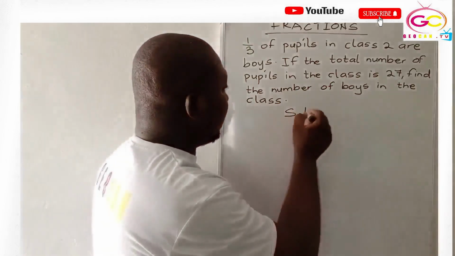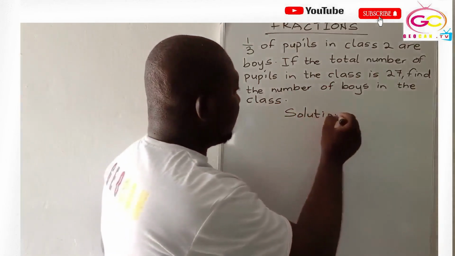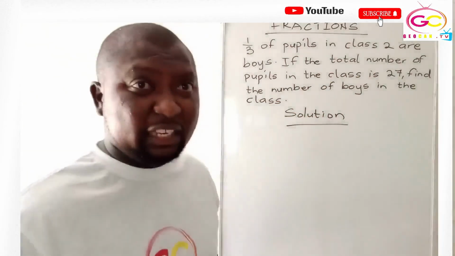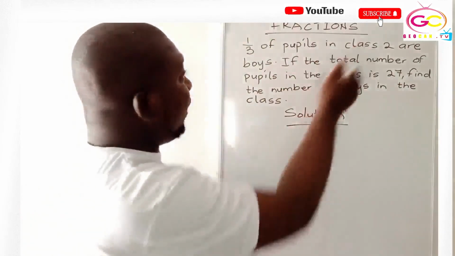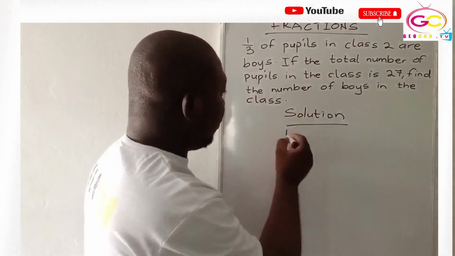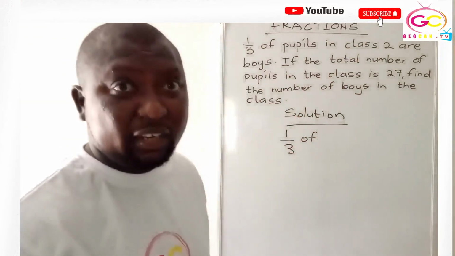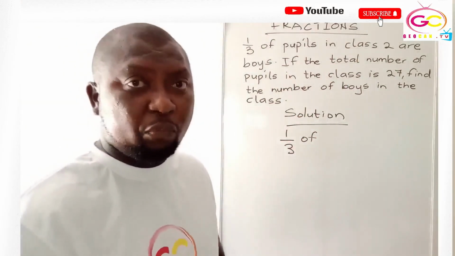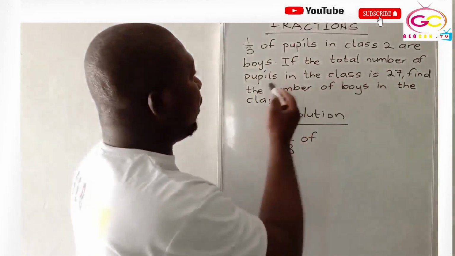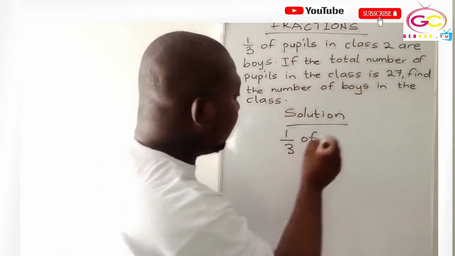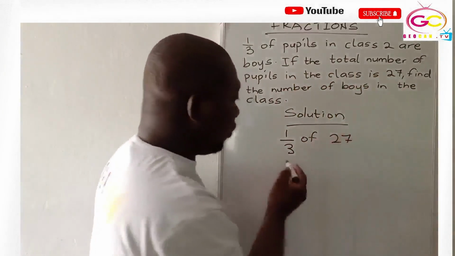Solution simply means how you solve it. So we are looking for the number of boys in the class. And we know the fraction of boys is what? It's 1 over 3, and it's of the total number of pupils in the class. And we have it here, it's given to us. We are told the total number of pupils in the class is what? 27. So of 27. So what do we do?